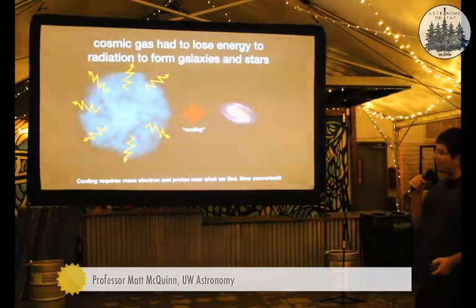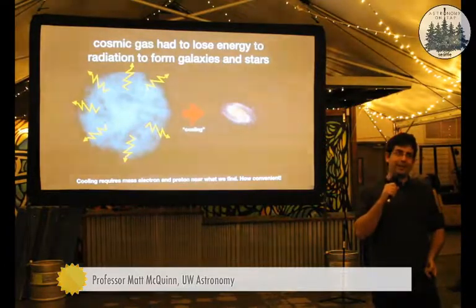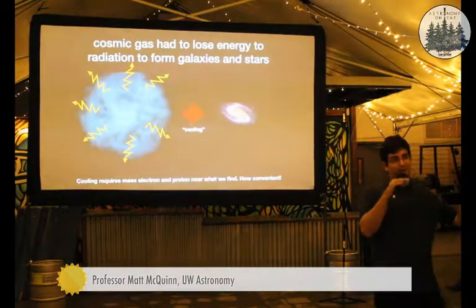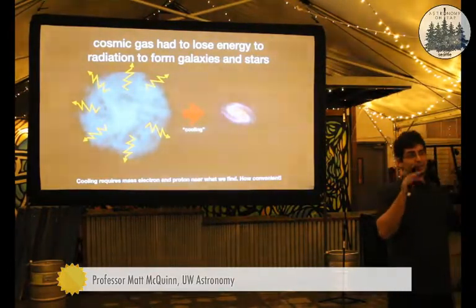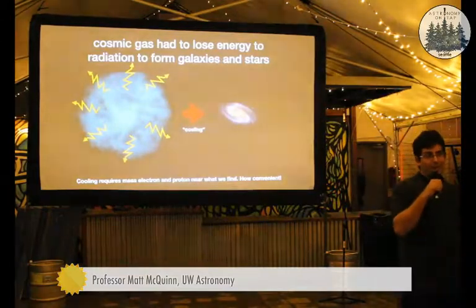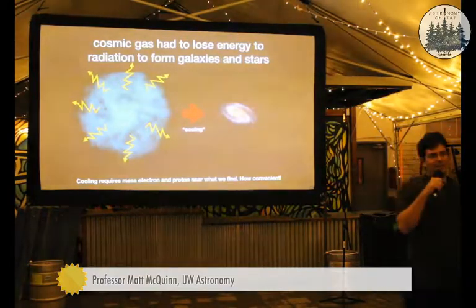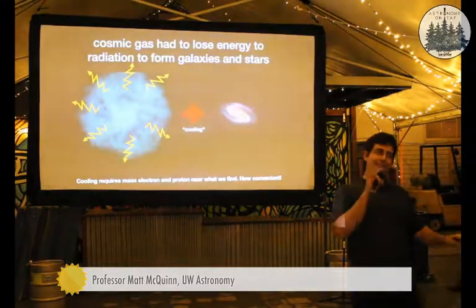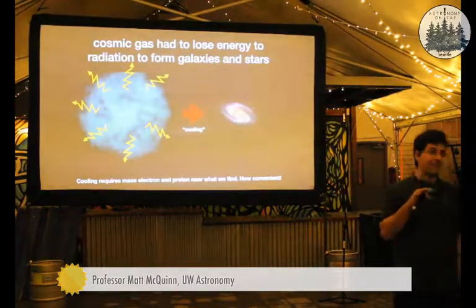But in order for gas to be able to radiate, it turns out that you need a light particle. We have electrons and we have nuclei in the universe. That's most of the stuff. And the electrons are really good at radiating because they're really light. But you also need something really heavy. You need something that's 1,000 times heavier, and that's the proton.